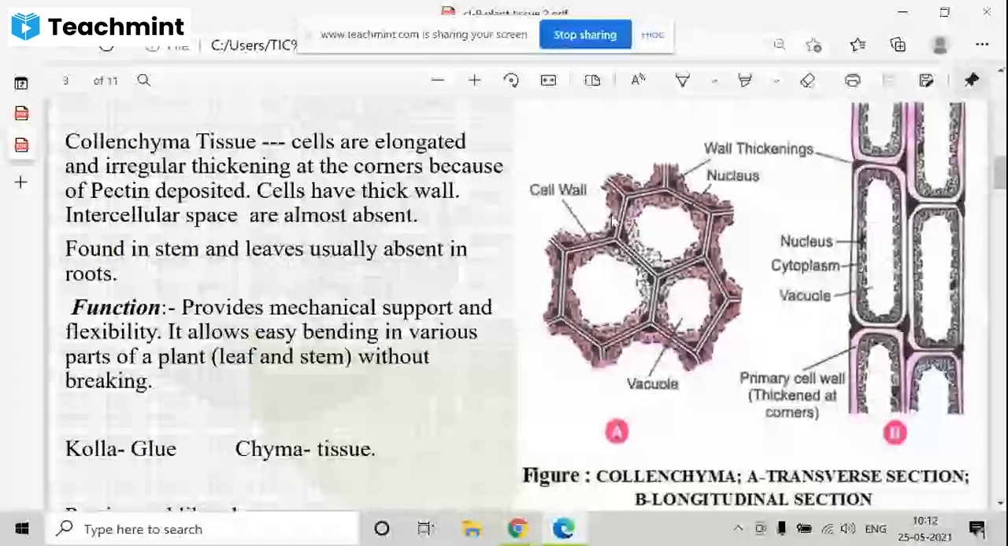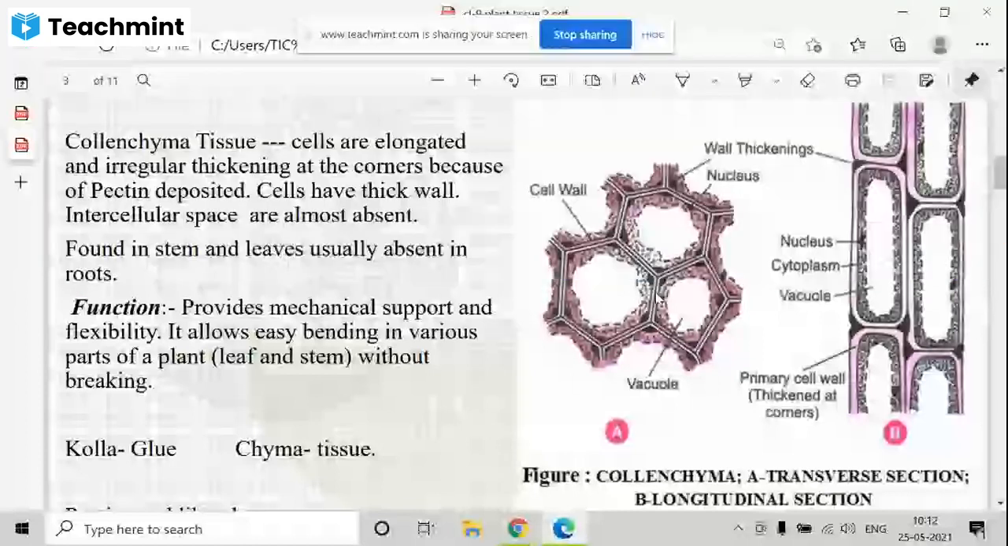The pectin deposit makes the cell structure and the tissue structure strong, so that when wind blows, it does not get bent and break down. It can retain its strength, that is called tensile strength. Got it? It does not allow the plant to bend, flow down or break down. Clear?